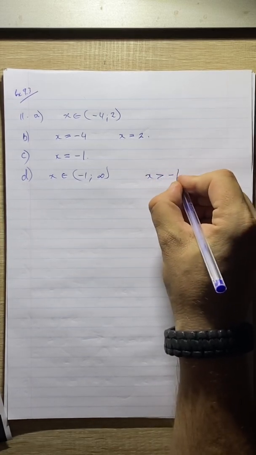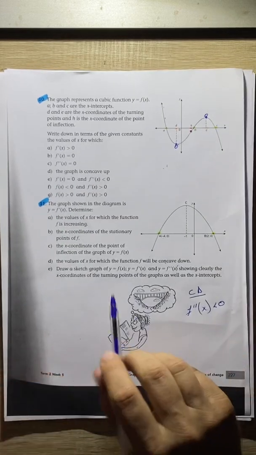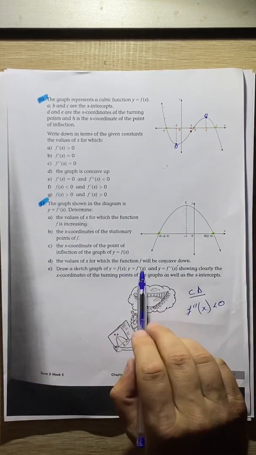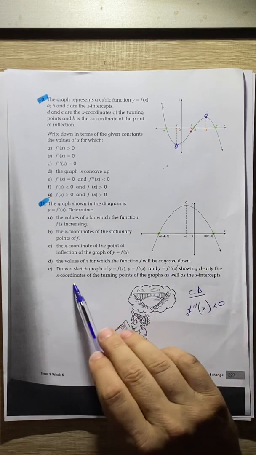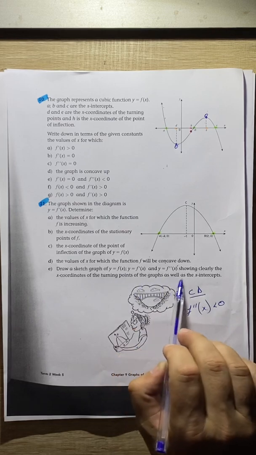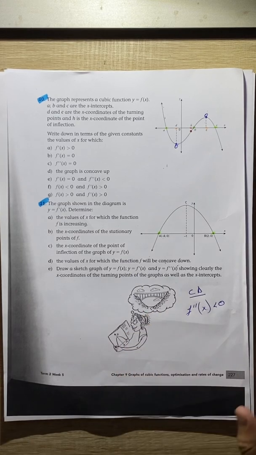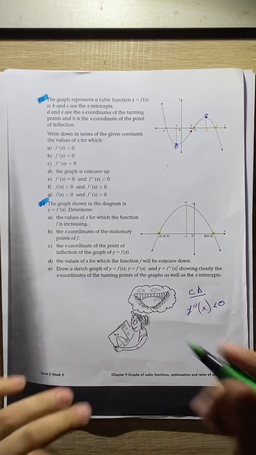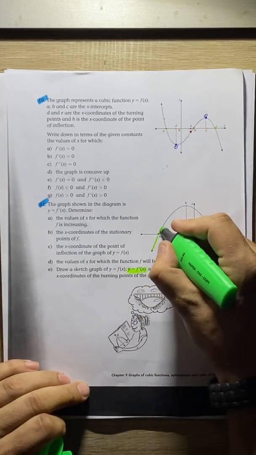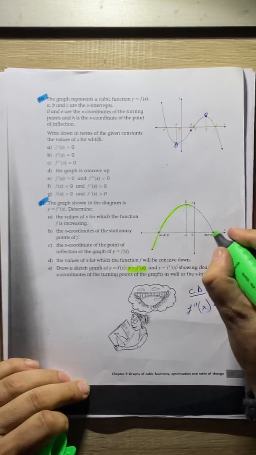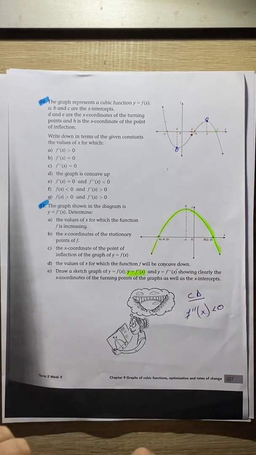So x is an element from -1 up to infinity, both exclusive, or you can just say x is greater than -1. Okay. Then question E, draw a sketch of f of x, f dashed x, and f double dashed, showing clearly the x coordinates of the turning points of the graphs as well as the x intercepts. So they've already drawn this graph for us, y is equal to f dashed x, and that's this graph here. Okay, so we've already got that one.